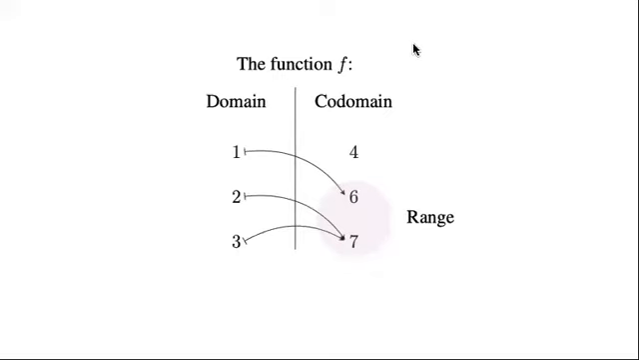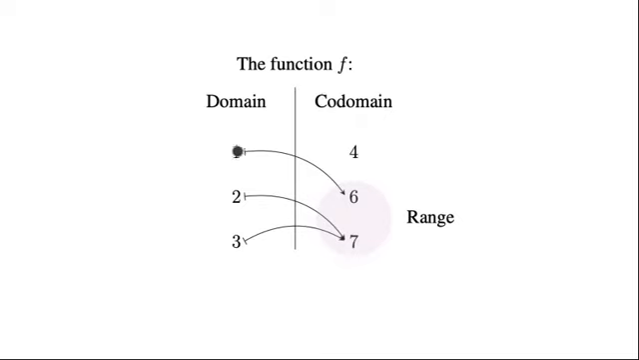Let's take a look at what a function is. A function is a mapping of routes between elements in a domain set to destination points in a codomain set.